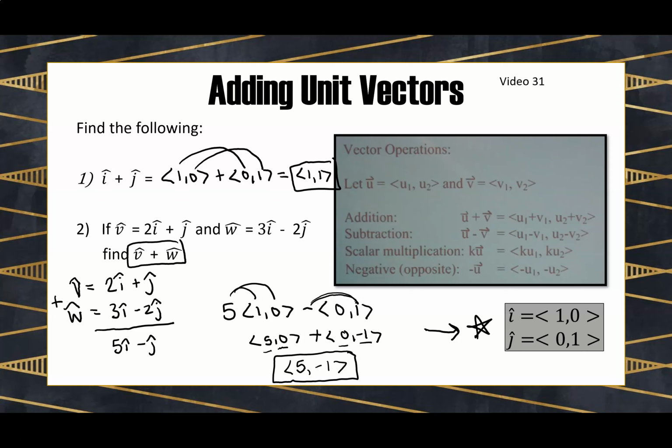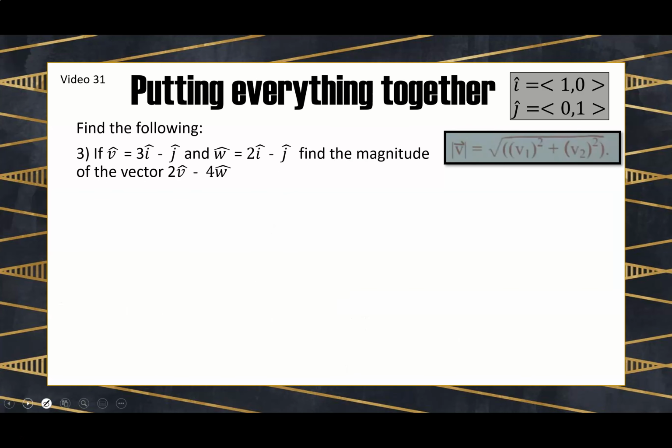All right, let's move on. Okay, find the following. If we've got vector V is 3I minus J and W equals 2I minus J, find the magnitude of the vector. You might want to put a star in your notes, right? This is going to be really important.